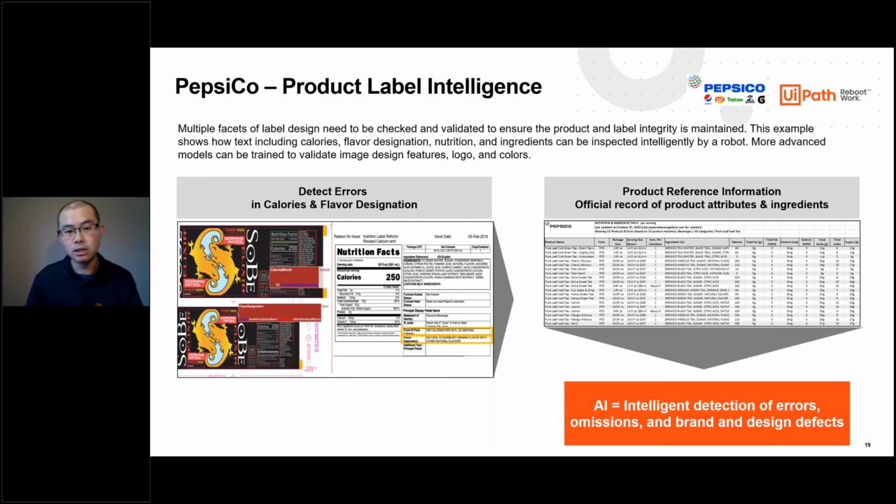This way you can use AI to identify where you have errors, where you have omissions, where information is wrong, and very quickly flag that so it can be corrected before it goes out to the market and becomes a very expensive error. So this just gives you one idea of what can be done once you really start thinking about harnessing the power of AI inside your RPA automations.